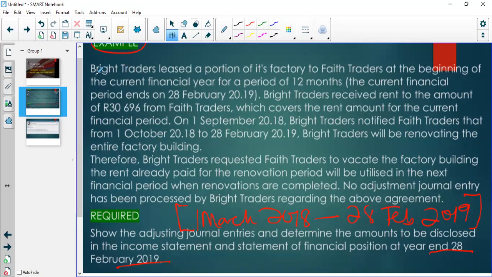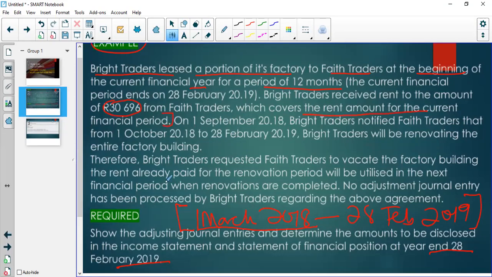So we have an entity called Bright Traders. What Bright Traders did is that they leased a portion of their factory to another company at the beginning of the current financial year for a period of 12 months, so maybe right at the 1st of March 2018. All right. Then they received rent of this amount, and we are told this covers the rent for the current financial period.